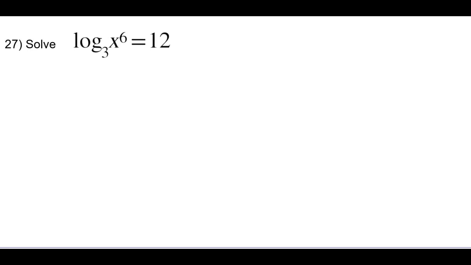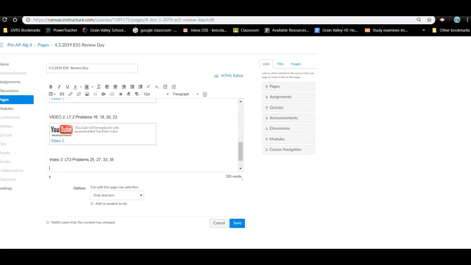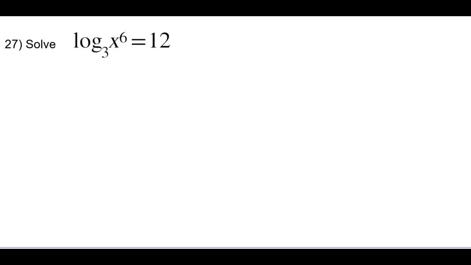The next problem is another logarithm, and I chose this problem because the descriptor has an exponent, and I thought that might be tricky for you. So the first thing I would do here, again, it only says log on one side, so I would change it to exponential form. So I get 3 to the 12th power equals x to the 6th power.